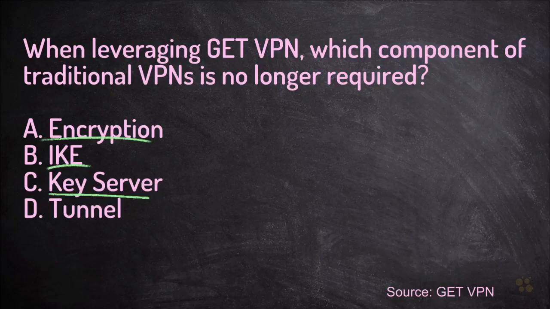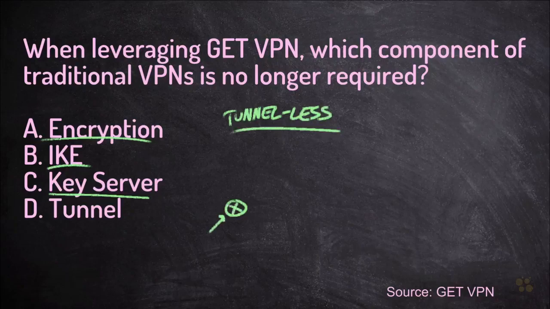However, we do recall that GetVPN is this tunnelless architecture concept. We are no longer establishing tunnels among our endpoints. Instead, we receive a packet, we encrypt the packet on our router, and we send it out towards its destination. We don't have to worry about where the destination is before we encrypt the packet. Nor do we have to encapsulate that packet into a tunnel and send it out at that point. As such, D is our answer.